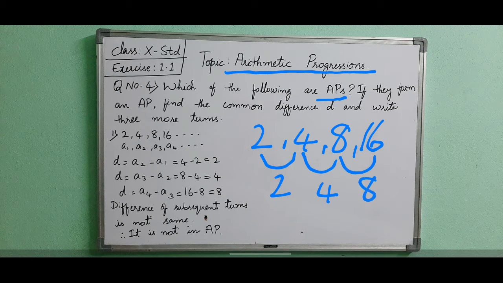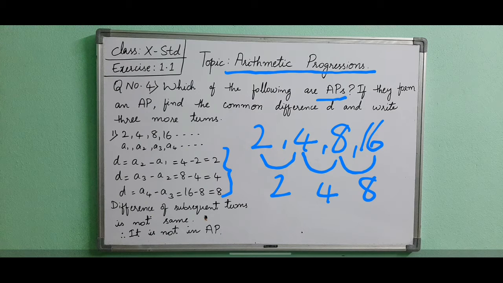Look at here the differences. The difference is not the same. As the difference is not equal, that's why the given numbers are not in arithmetic progression. If the difference is coming the same, then only we can say they are in arithmetic progression. This same thing here we have written with the steps.